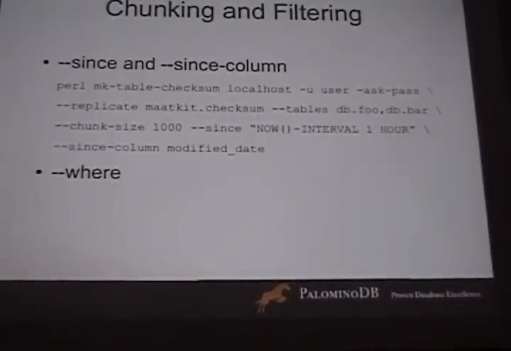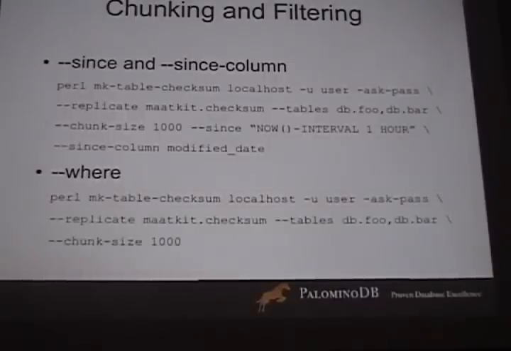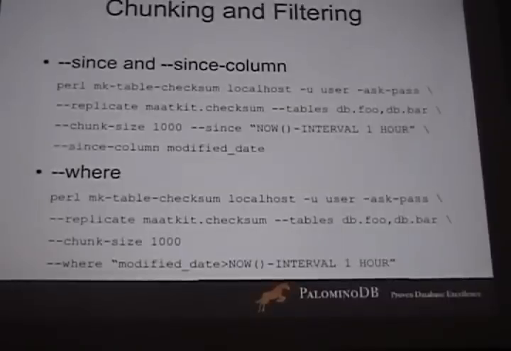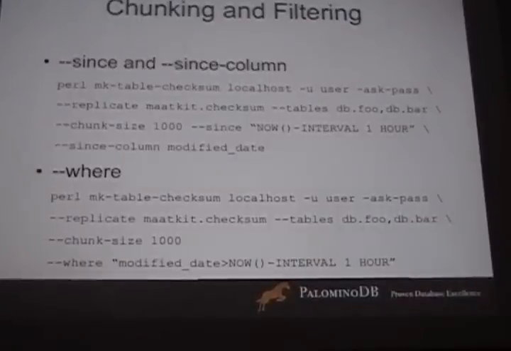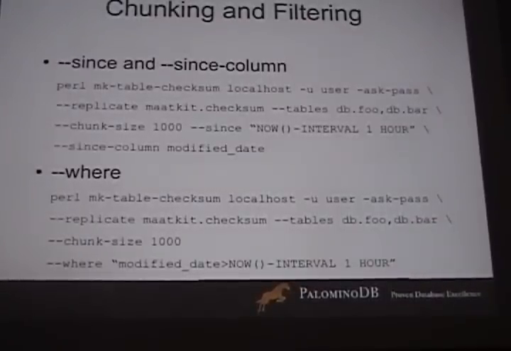You can also do a --where. So you could say replicate mk-checksum chunk size 100 where modified date is greater than now minus interval 1 hour. Now obviously, this is the same example, so why would you use one over the other? You wouldn't in this case. It wouldn't matter, although there's a caveat with the where. But if you had something where ID is greater than 1,000, you can put anything in the where clause. So you can also say, hey, it's really this customer who seems to get data out of sync all the time, so it's really where customer ID equals X. You can do anything with that.